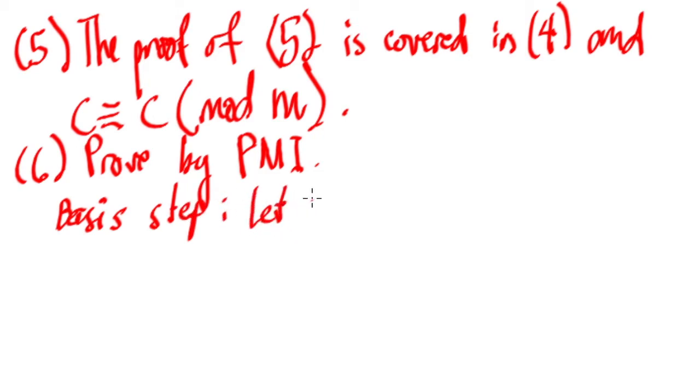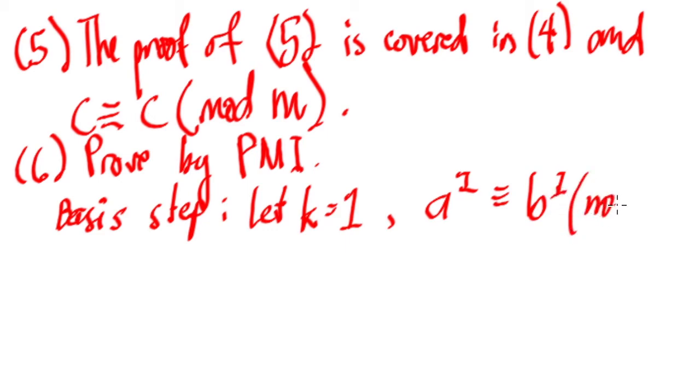let k be equal to 1. So what do we have here? If k is equal to 1, what we have is a raised to 1 is congruent to b raised to 1 mod m. So this is just simply a is congruent to b. So that's indeed true. Now we will assume it is true for some fixed k.